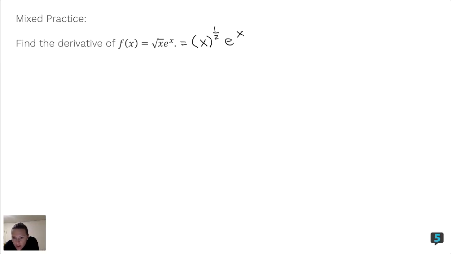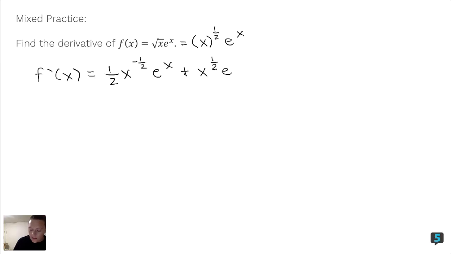All right, let's see, Dylan. You got 1/2 x to the negative 1/2 e to the x plus square root of x e to the x. Yeah, I know, sometimes it's a little tricky to type out math. That looks great though, Dylan. So if we write that out, this would give us that f prime of x equals 1/2 x to the negative 1/2 e to the x plus, now when I did this one on my paper, Dylan, same thing though, I wrote x to the 1/2 e to the x. But you're absolutely right that I could rewrite this x to the 1/2 as a square root of x.